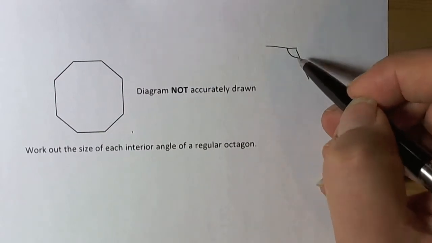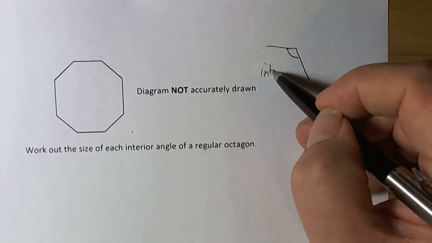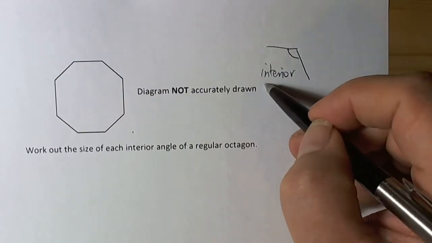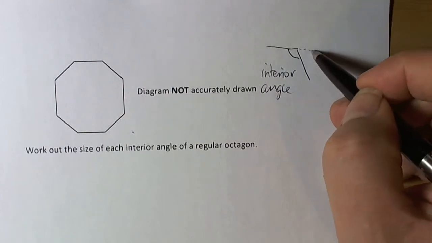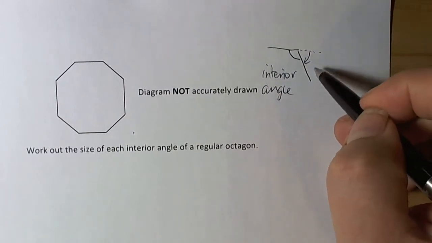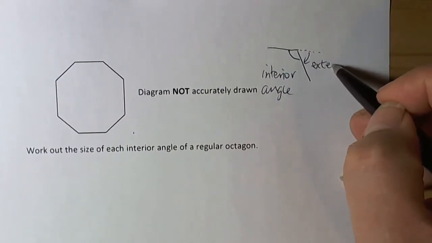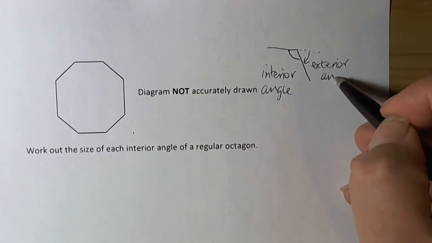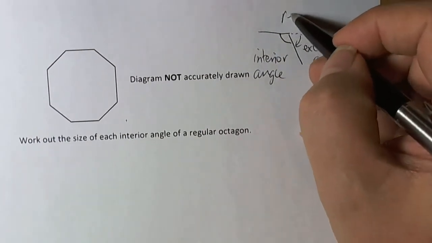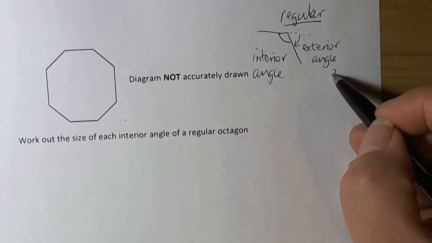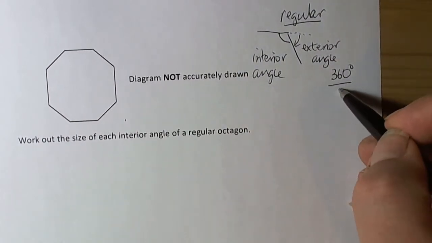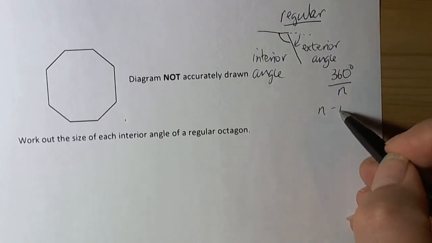So we have an interior angle, and when we extend the side and turn to go down the other side, we then create what's called the exterior angle. Now for regular polygons, there's quite a quick rule for the exterior angle. It's 360 degrees divided by the number of sides, so n is the number of sides.